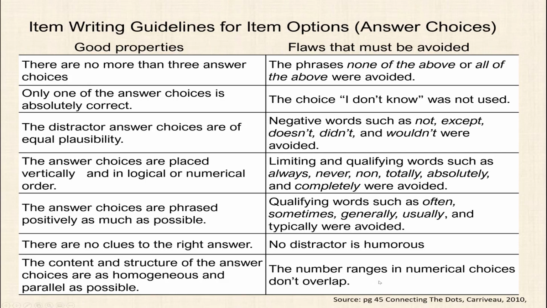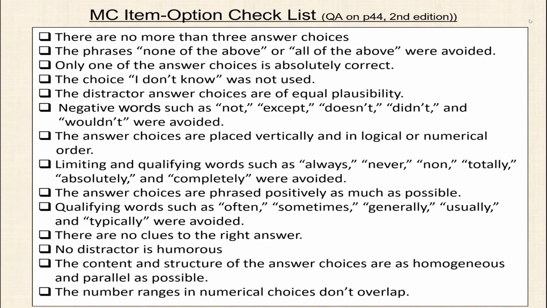We didn't really talk about that, but that means like if you have an answer that is one of the choices is 1 to 10, then the next choice wouldn't be 10 to 20, it would be 11 to 20. It's a little mistake that crops up in writing items. So this is your checklist, just like we had the checklist for the stems. But here is a multiple choice option checklist that kind of covers it all.